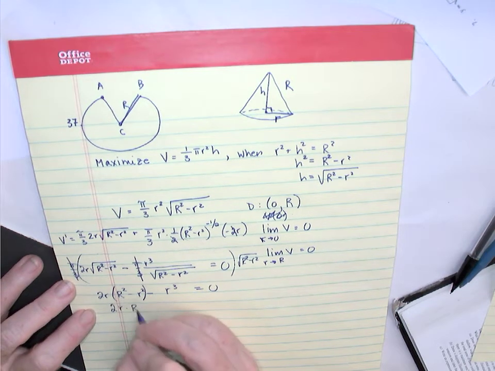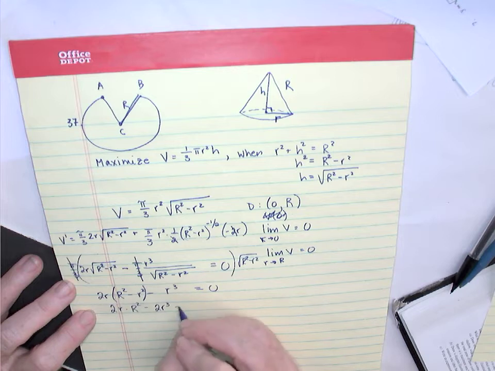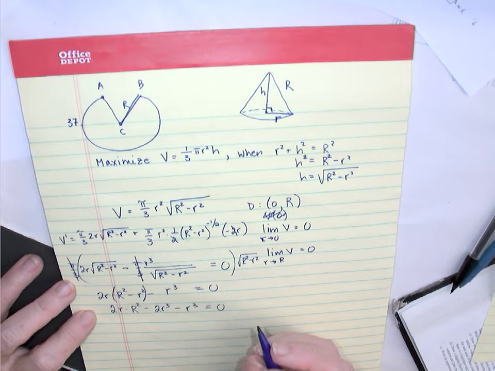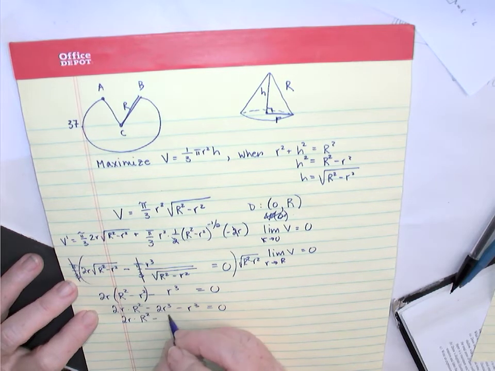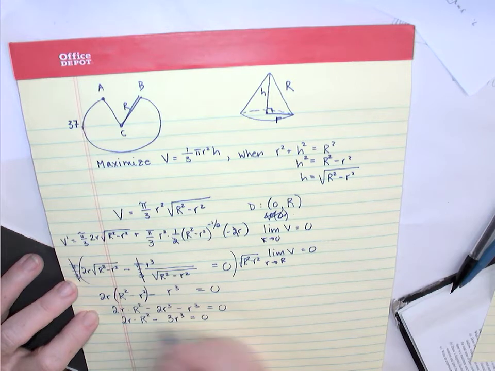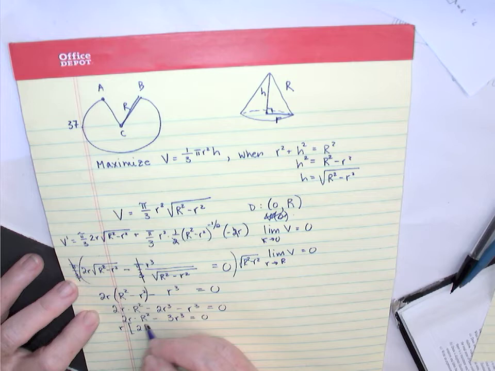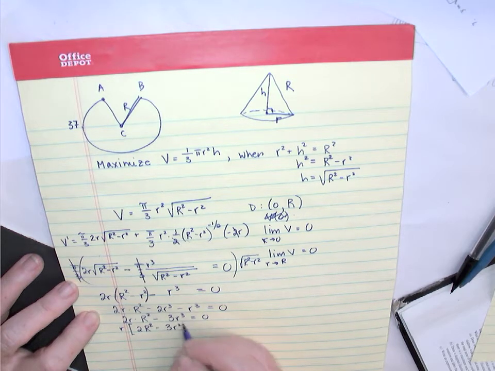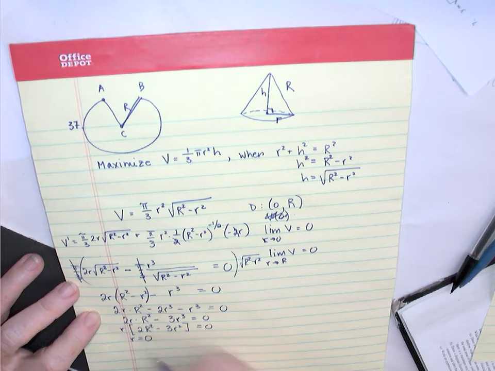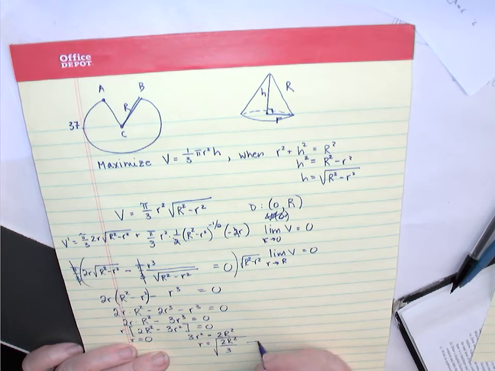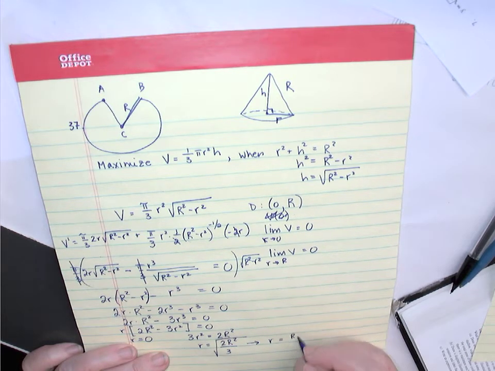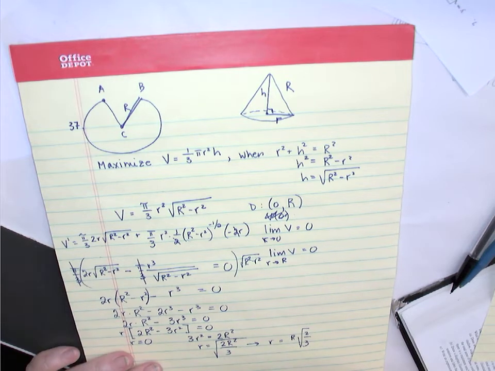So 2r R squared minus 2r cubed minus r cubed is equal to 0. So 2r R squared minus 3r cubed is equal to 0. Let's factor an r out of each of those. So we have 2R squared minus 3r squared is equal to 0. So either r is equal to 0 or 3r squared is equal to 2R squared. So r squared is 2R squared over 3, square root that thing. So that's telling me that r is R times the square root of 2/3.